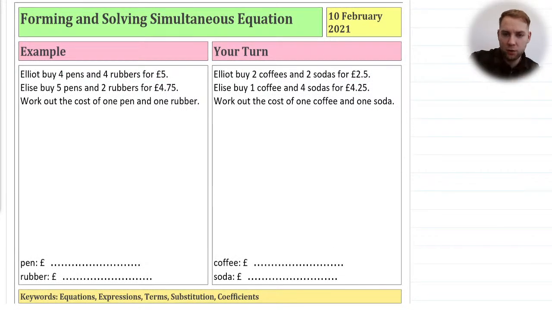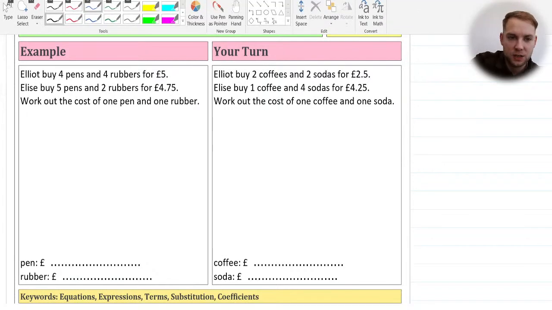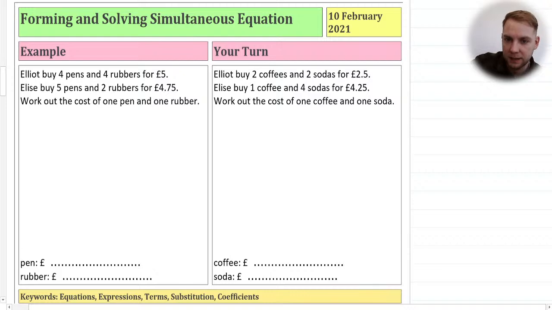So we're going to have a look at this one on the right. The first thing we need to do is set up our equation. So it's going to be 2 coffees plus 2 sodas is equal to £2.50. That should definitely be £2.50. And then I've got 1 coffee, which is C, plus 4 sodas is equal to £4.25.